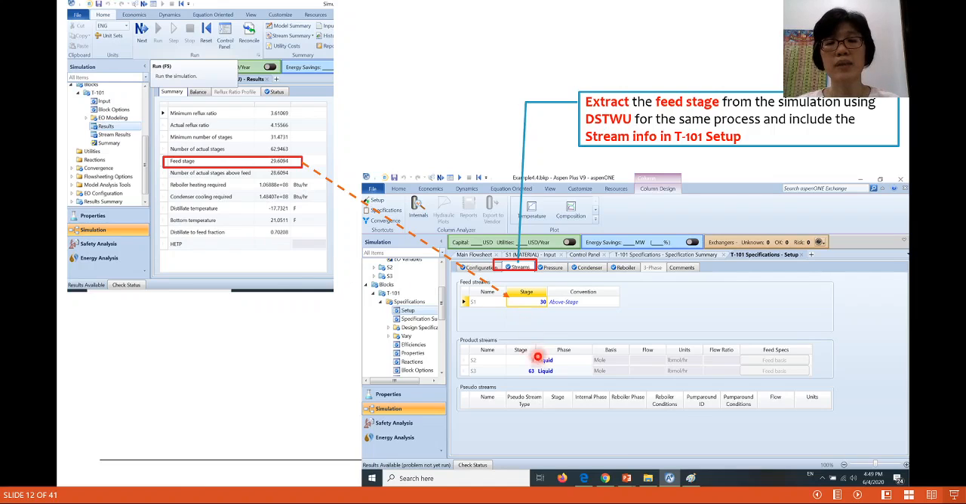Okay. The bottom part here is for the product streams. So this is by default. If you are having 63 stages, then the first stage is for your S2, and the last stage 63 is for your S3, for your bottom product. S2 is your distillate product.